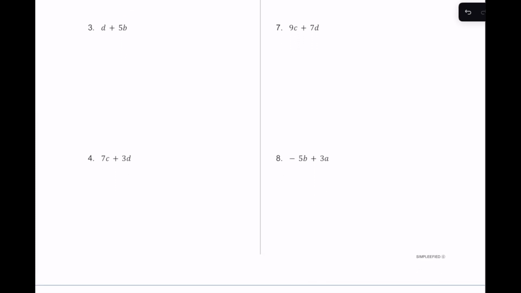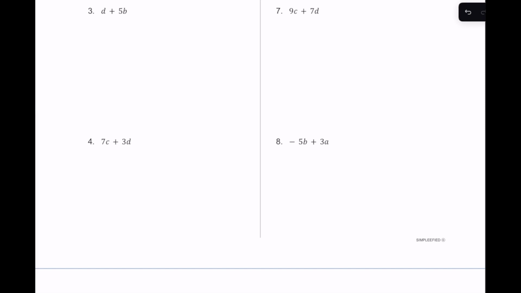Here's number 3. For number 3, we have d plus 5b, or 5 times b. Now what's d? d is equal to -6. Let's go ahead and substitute -6 in. Technically, you don't need the parentheses because there's nothing in front of it, but I'm just going to write it anyway. So we have -6 plus 5 times b. Now b is equal to -3. We definitely need parentheses to show we're multiplying these.